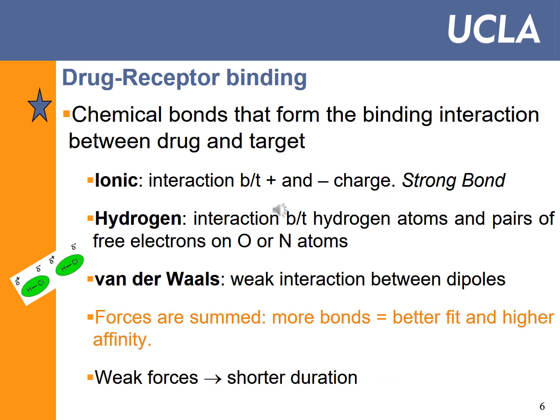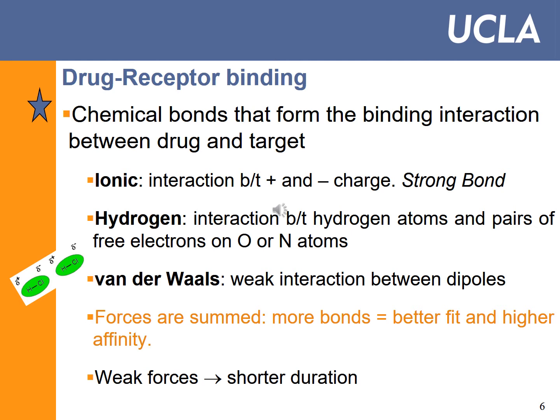So in order to interact with the receptor, there are different ways they can interact, and different types of binding between the drug and the receptors. The first type of binding is chemical bonds. So how can a drug interact with a receptor?